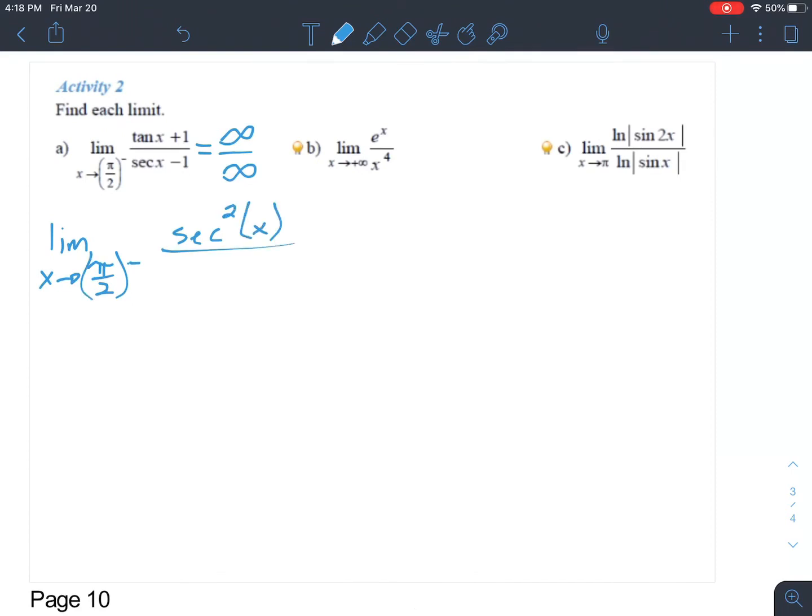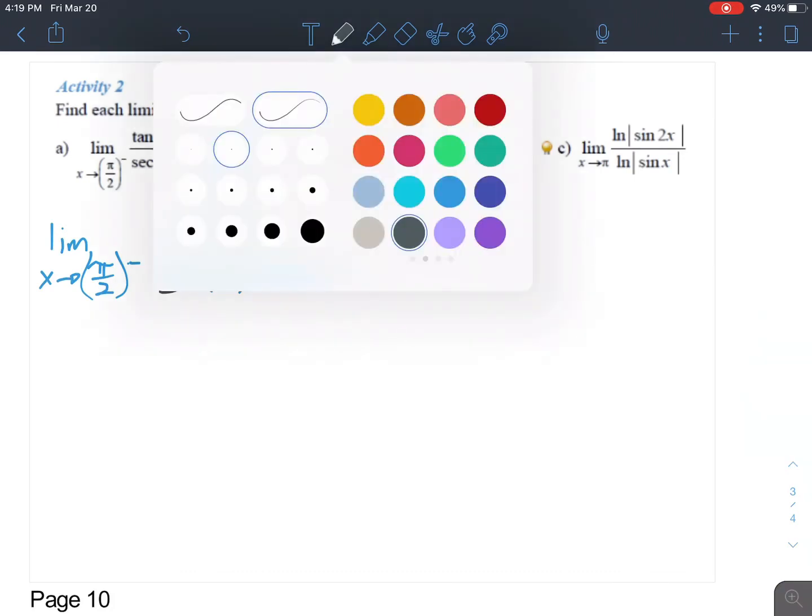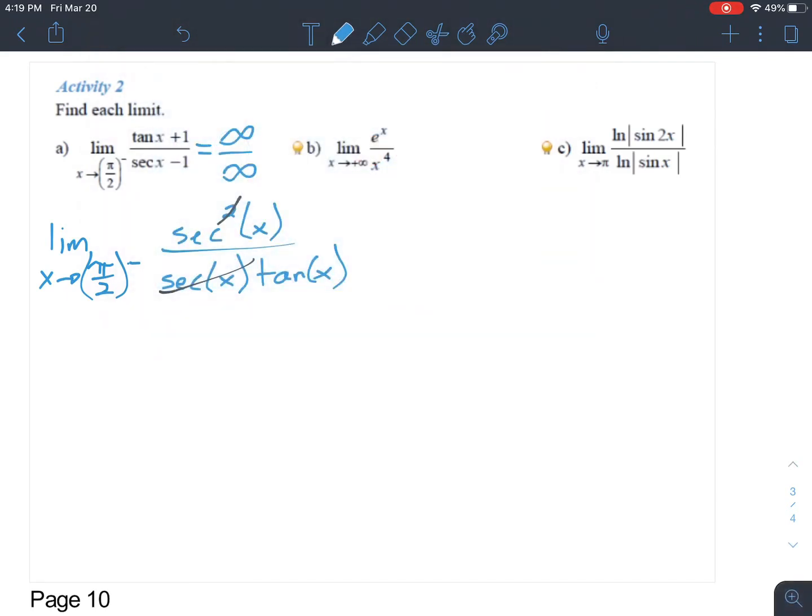Then on the bottom, we need the derivative of secant, which is going to be secant tangent. And I noticed that we are able to cancel one of the secants on top and the secant on the bottom. Now we're left with secant over tangent. And we should go ahead and simplify this a little further. We know that secant is going to be 1 over cosine, and then tangent is going to be sine over cosine. So let's break those up.